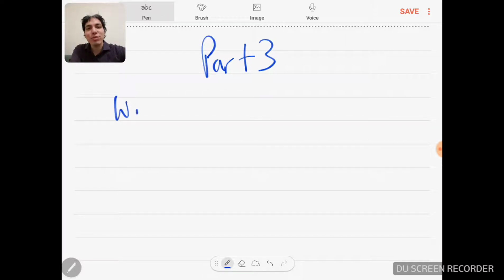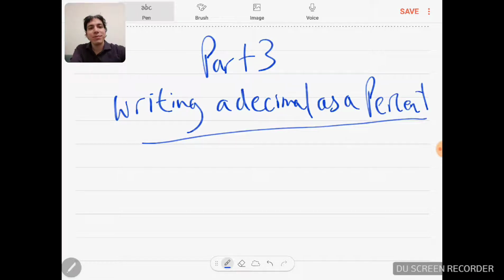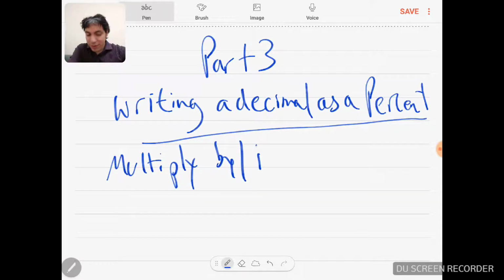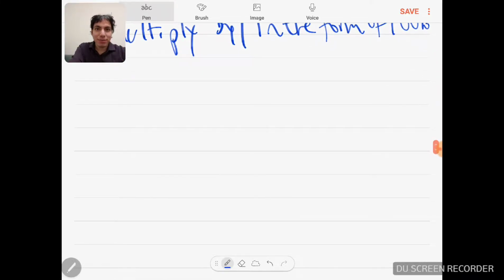So today we're going to be specifically covering writing a decimal as a percent. Keep in mind, it's very important to know this step: you have to multiply by 1 in the form of 100%. So what do I mean by that?